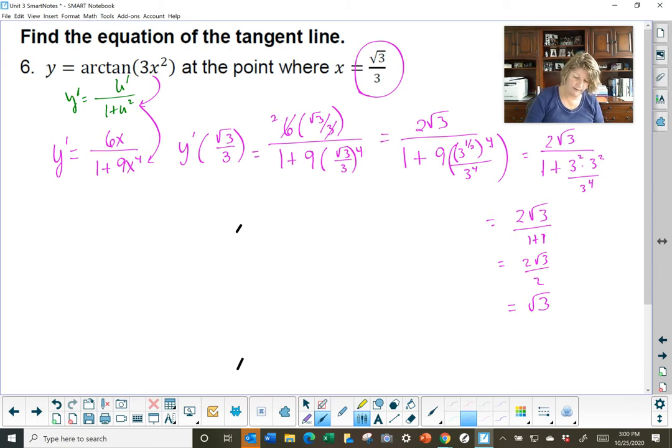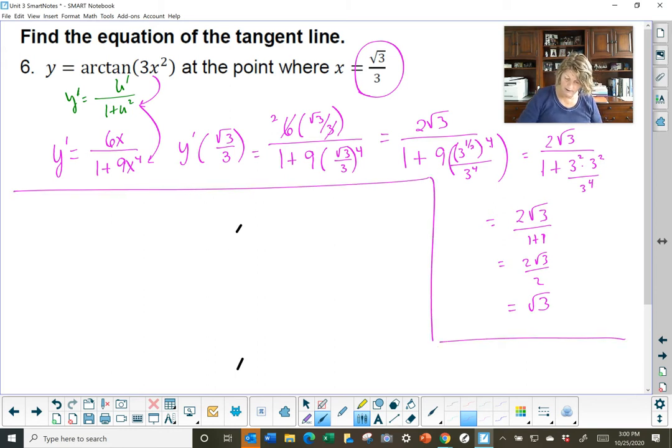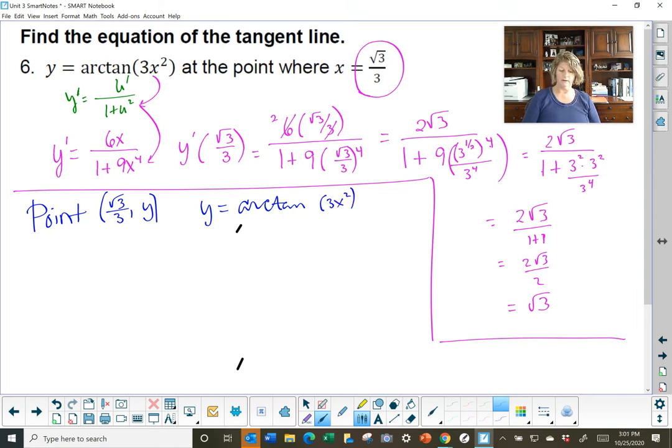Now, we are not quite done. That was derivative work. So in order to write the equation of the tangent line, we also need the point, and they did not give us the y value. So we've got a root 3 over 3, comma, y. To find y, we go back to the arctan equation of 3x squared. What does arctan mean? Well, if I took tangent of both sides, I would get tangent of y equals the tan of the arctan, which zaps each other, equals a 3x squared.